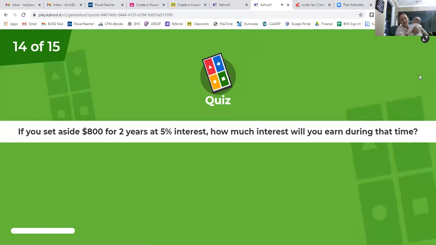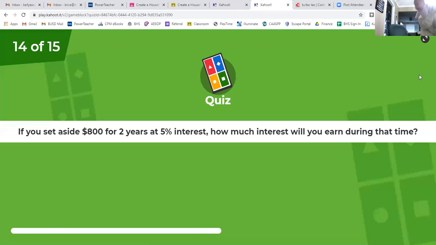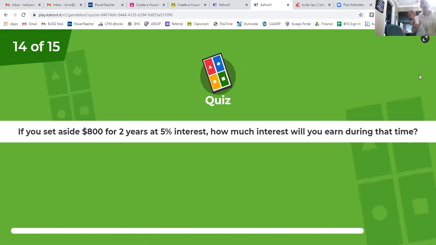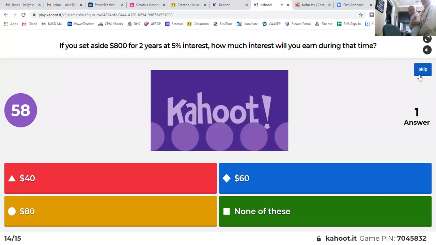Next one. If you set aside $800 for 2 years at 5% interest, how much interest will you earn during that time? $40, $60, $80, or none of these? So this is simple interest. Interest equals principal times rate times time.